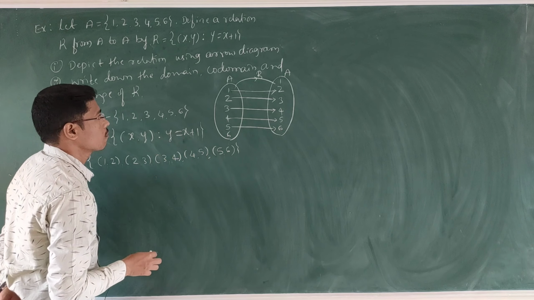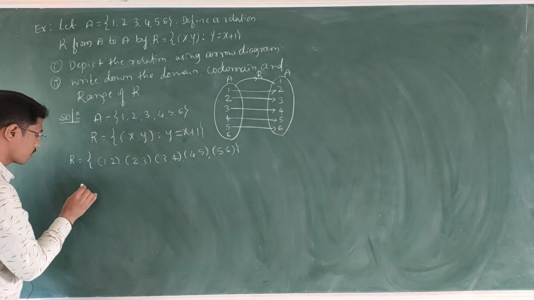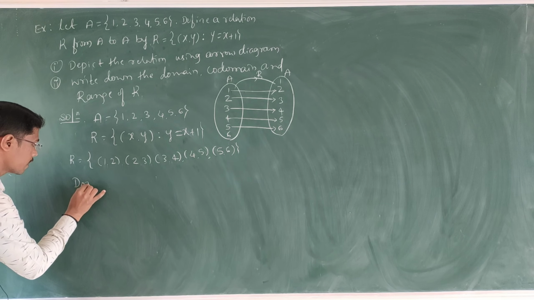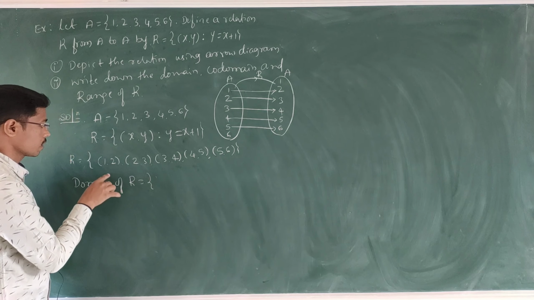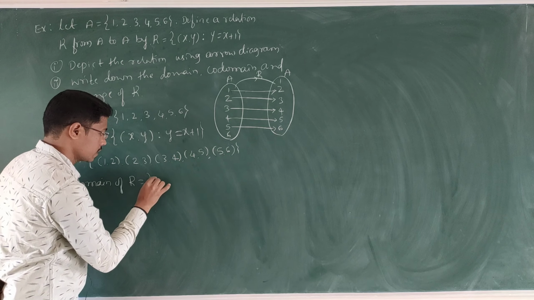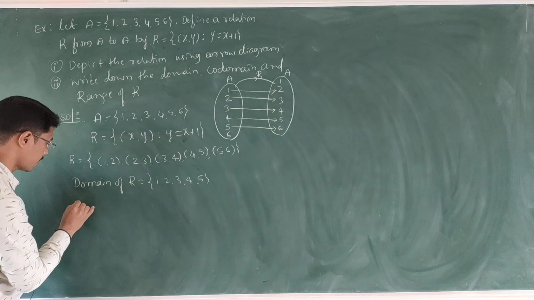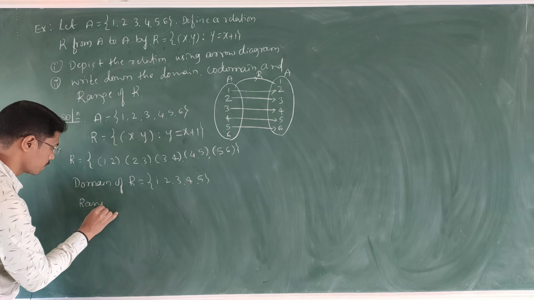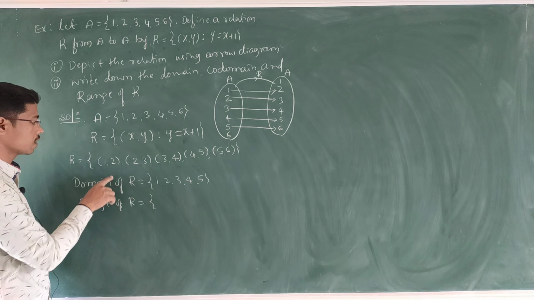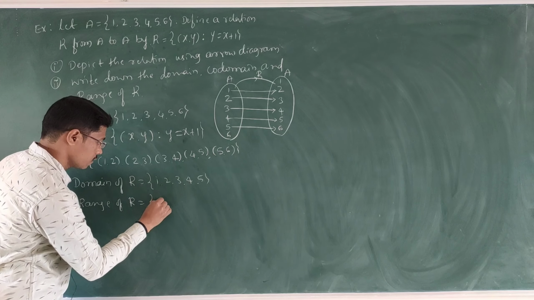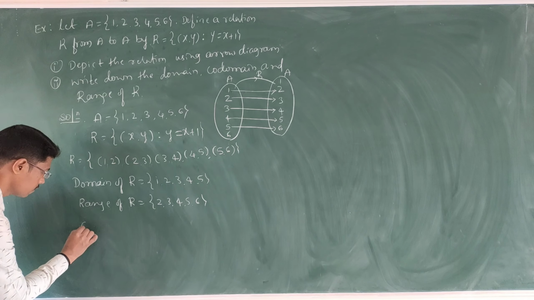So what is the domain? Domain is the set of first elements of the ordered pairs in the relation R. That is, domain of R is equal to 1, 2, 3, 4, 5, the first elements. Next, range, the set of second elements of the ordered pairs in a relation R: 2, 3, 4, 5, 6. Next is the codomain.